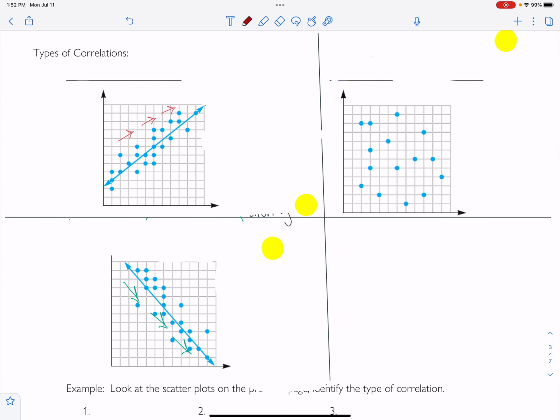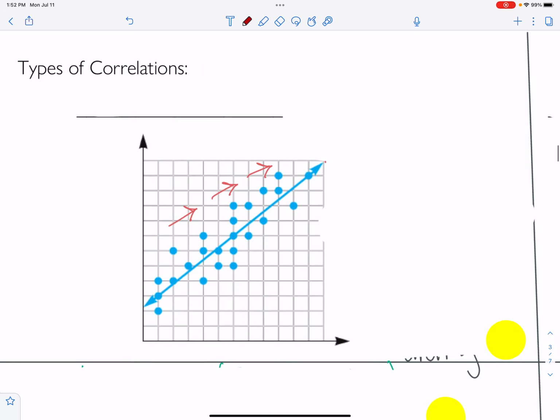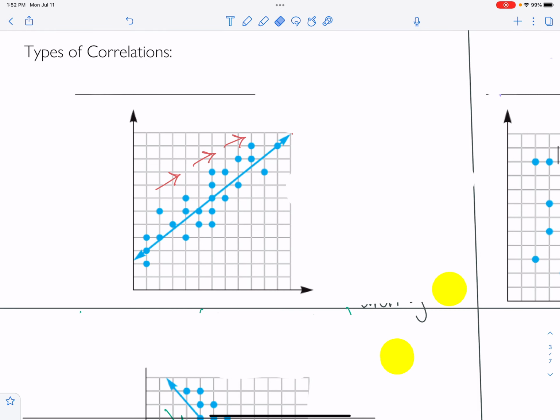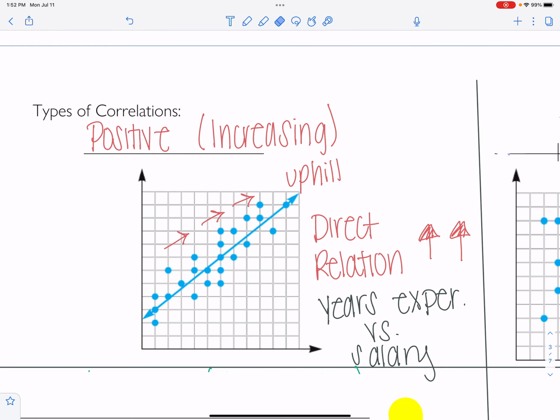So with our scatter plots, we have 3 types of correlations. The first one you'll see over here on the left is going to be a positive correlation, and a positive correlation is going to go generally uphill. So if I was walking on the graph from left to right, I would be going gradually uphill. We call these direct relations. So as one is increasing, the other is increasing.